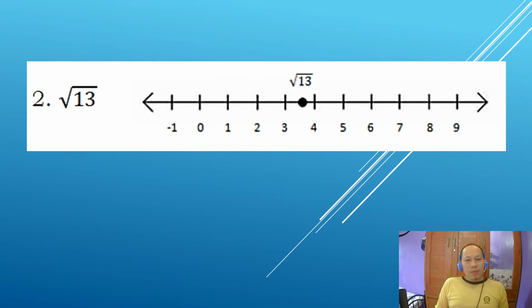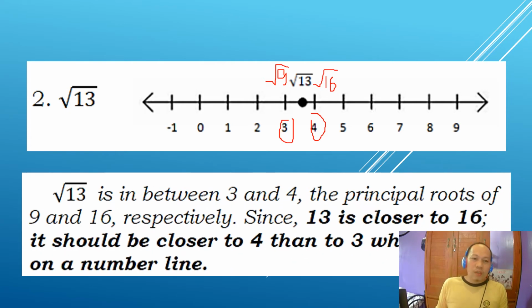Example number 2 is square root of 13. Square root of 13 is between square root of 9 and square root of 16. Okay, square root of 16, square root of 9. So, saan malapit ngayon yung square root of 13? Okay? So, square root of 13 is in between 3 and 4, the principal roots of 9 and 16, respectively.